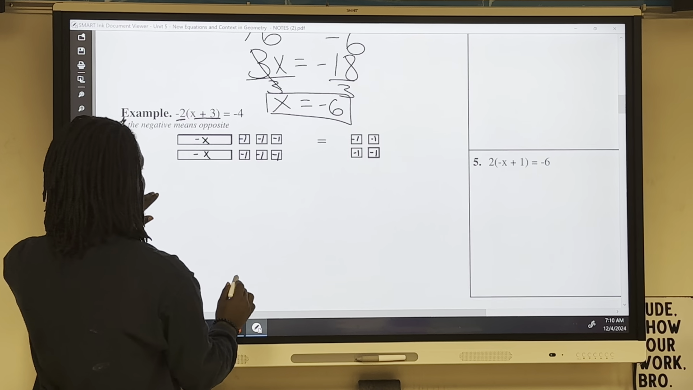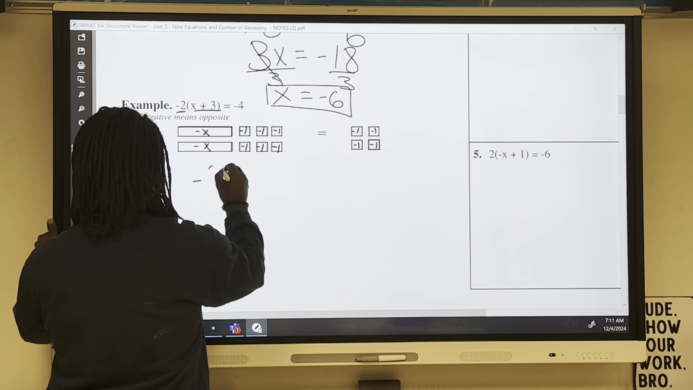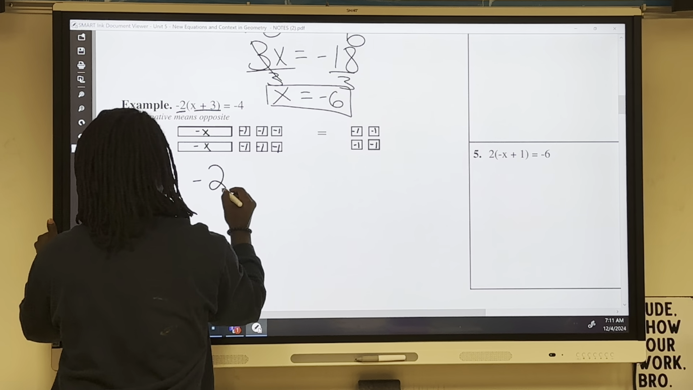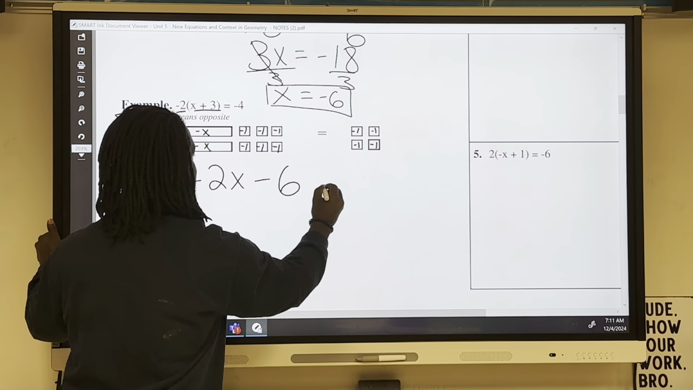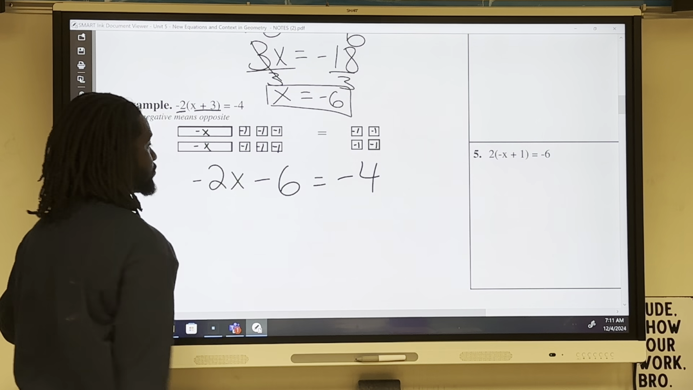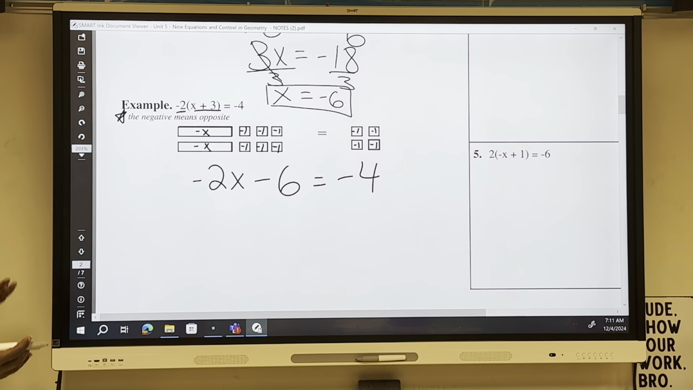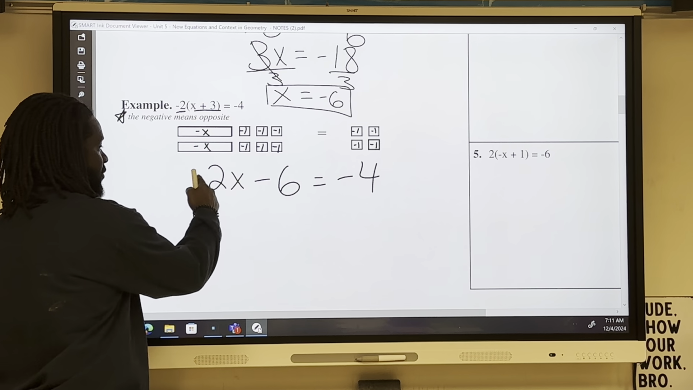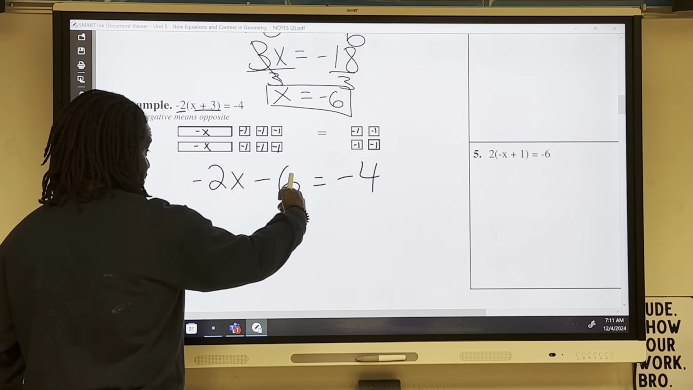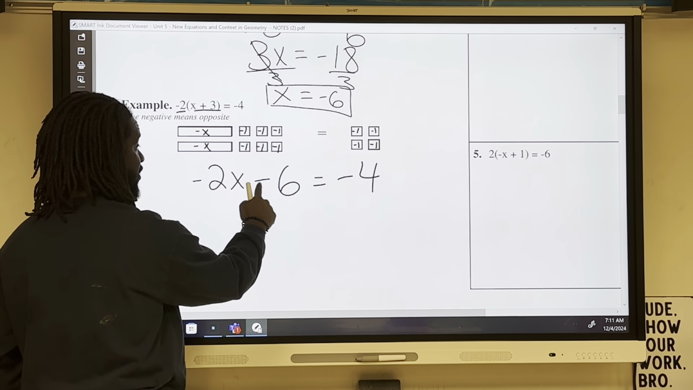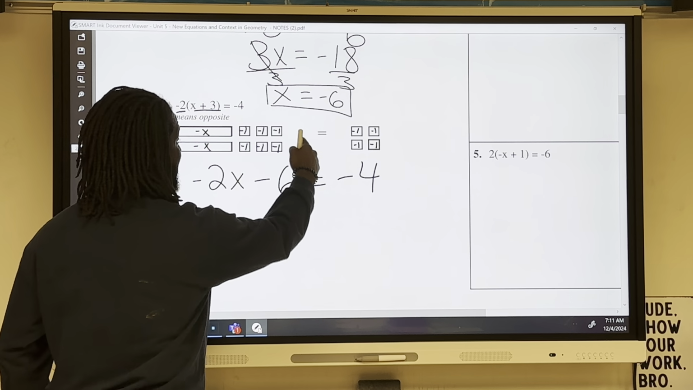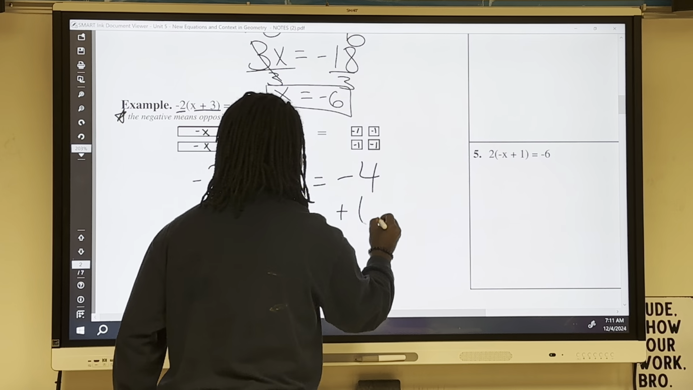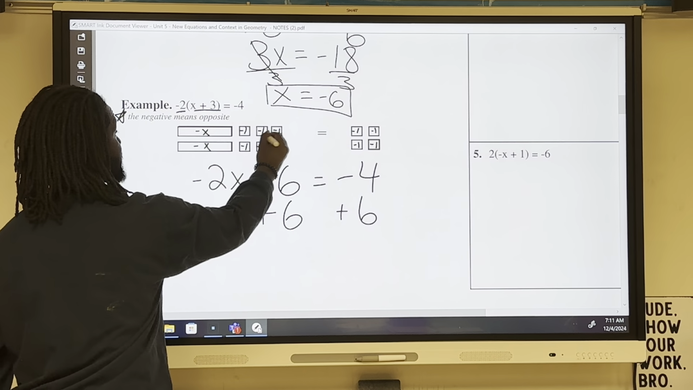So this equation, when I write it out just as numbers, I have negative 2x minus 6 equals negative 4. All right? And so now I want to solve this, okay? And so to solve it, I'm trying to get the x by itself. So I'm going to do the opposite, the inverse operation. So instead of having negative 6, I've got to add 6 positive squares. And whatever I do to one side, I have to do to the other side. Okay, that's going to give me 0 pairs.